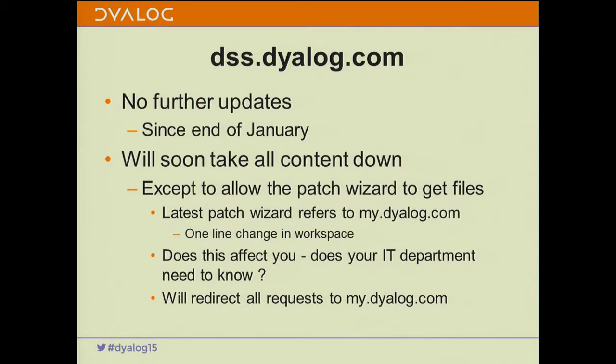So, we will leave dss.dyalog.com available for patch downloads, and if you try to use HTML to connect to it, you'll get redirected to my.dyalog.com. New 14.1 installers, including I think the last one we did, actually use my.dyalog.com instead. I mention this mainly because I know one or two people have IT departments who are rather stroppy about what you can and cannot look at, and it would be a good idea to make sure that my.dyalog.com is whitelisted.